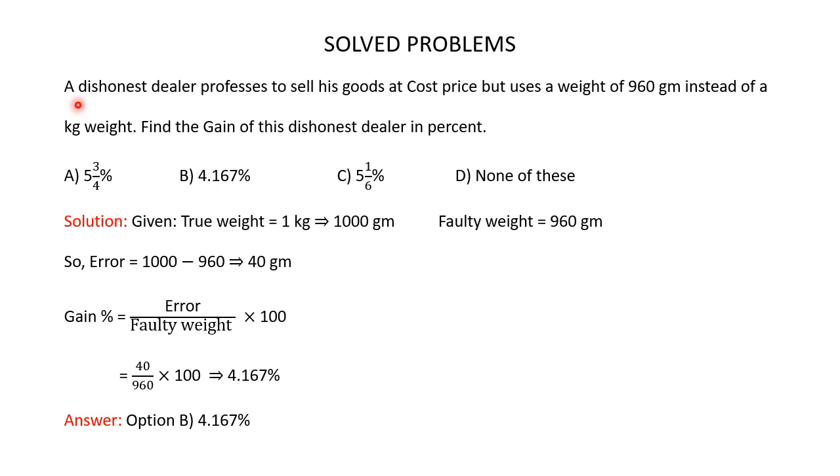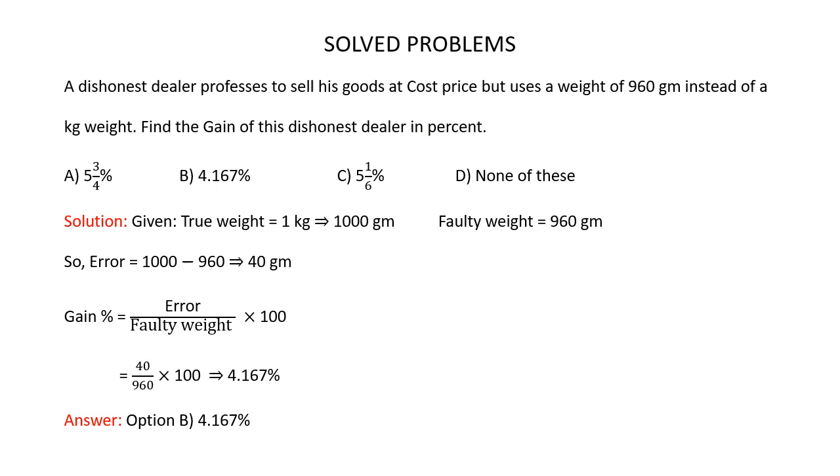A dishonest dealer professes to sell his goods at cost price but uses a weight of 960 grams instead of a kg weight. Find the gain of this dishonest dealer in percent. Here you are given four options and you have to find out which of these options is the correct one. So here you are asked to find the gain of the dishonest dealer in percent. That is, you have to find the gain percent.